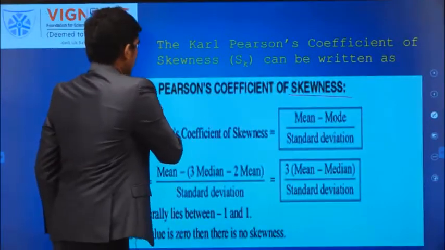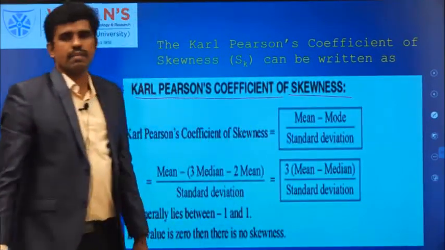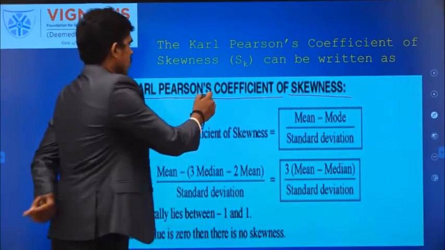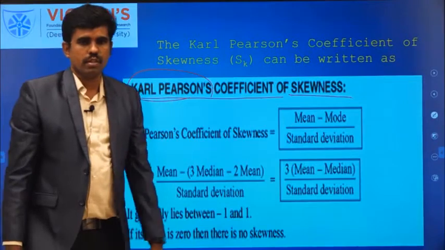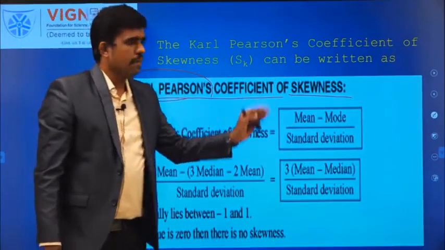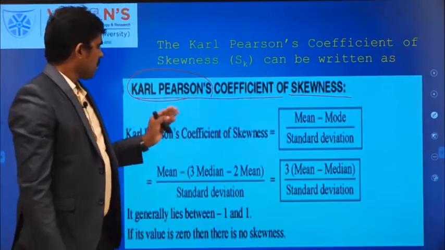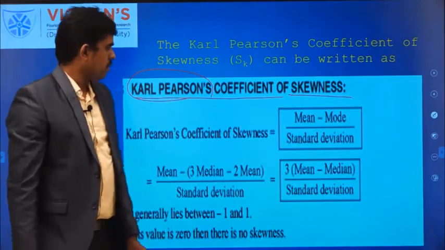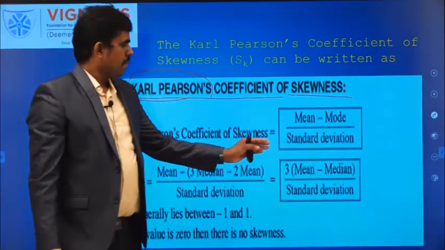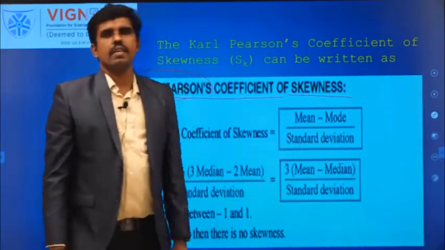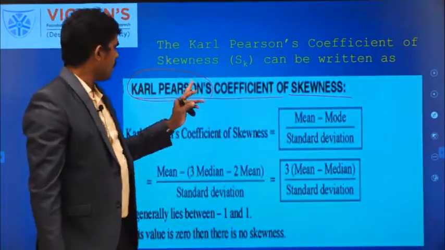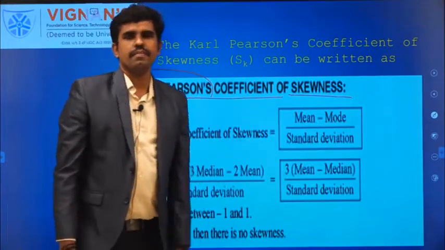Actually, the full name is Karl Pearson coefficient of skewness. That mathematician found that formula. Karl Pearson found the formula. That's why the name of that measurement is Karl Pearson coefficient of skewness. So what is the formula? Based on mean, mode and standard deviation, we are going to calculate the Karl Pearson coefficient of skewness.